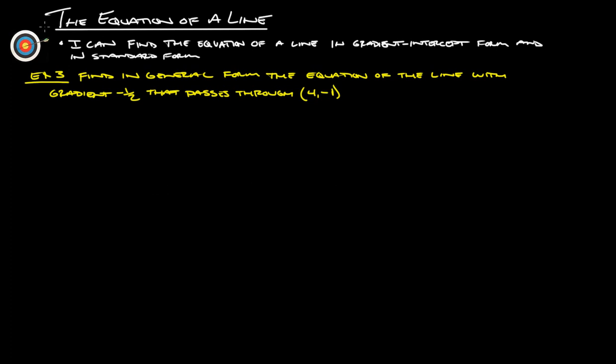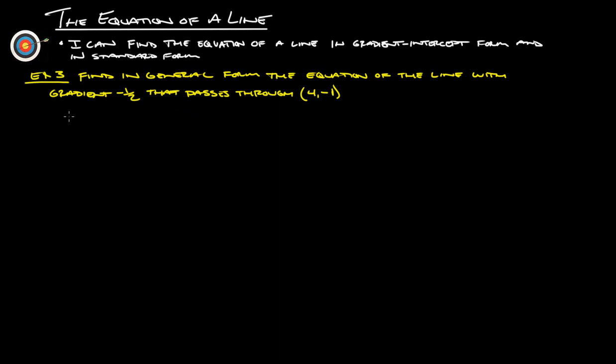We're going to finish off the notes on the equation of a line. So we're going to start right in with example 3. This is the second of two parts of this set of notes. Example 3: find, in general form, the equation of the line with slope or gradient -1/2 that passes through (4, -1). Okay, so general form.